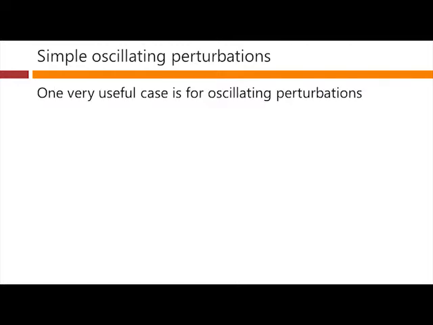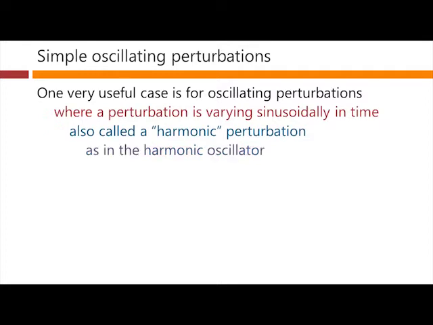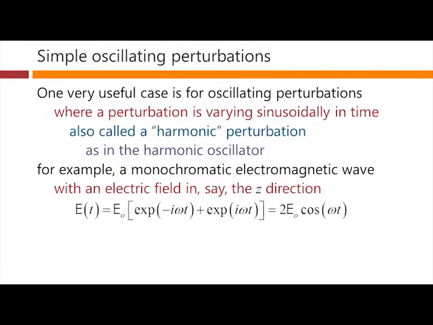So we could be imagining then an oscillating perturbation that is perhaps varying sinusoidally in time, and we could call that a harmonic perturbation, with harmonic used in the same sense as in a harmonic oscillator. A good example would be a monochromatic electromagnetic wave, with an electric field in, say, the z direction, and possibly in a form like this.